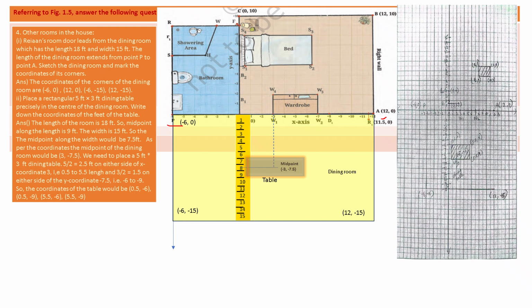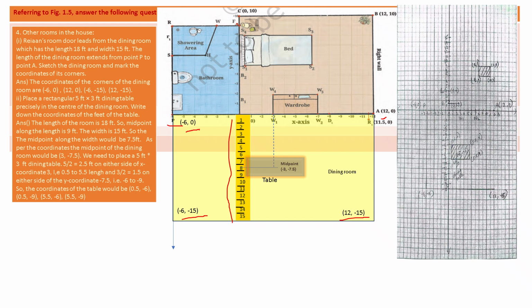Very simple. This is 15 units along the y-axis, meaning it will extend from here till here. So the dimensions of the room will be (-6, 0), (-6, -15), (12, 0), and (12, -15). These should be the coordinates of the four corners of the room. Now, the next question will be: place a rectangular 5 feet by 3 feet dining table. We need to place the dining table exactly in the middle of the room.